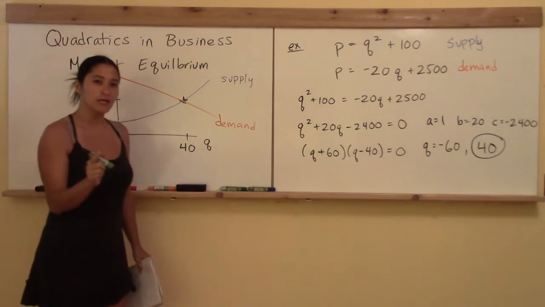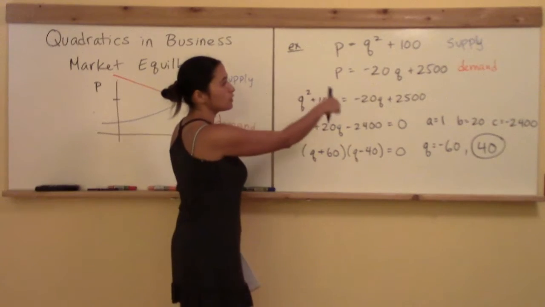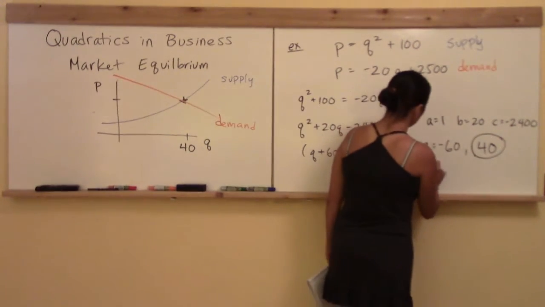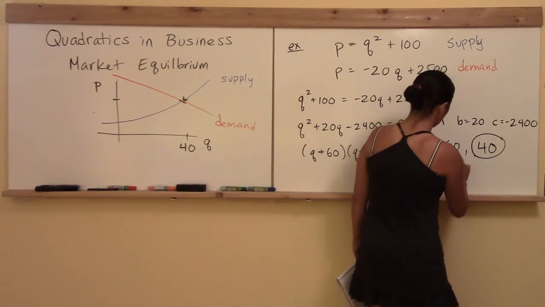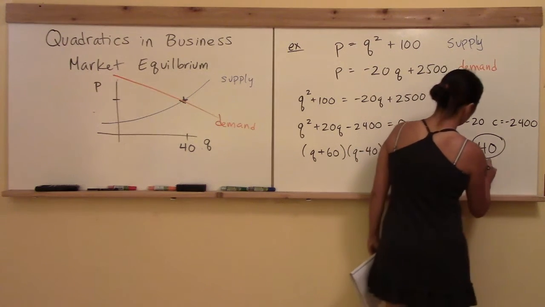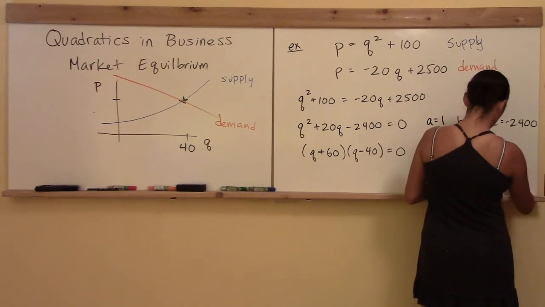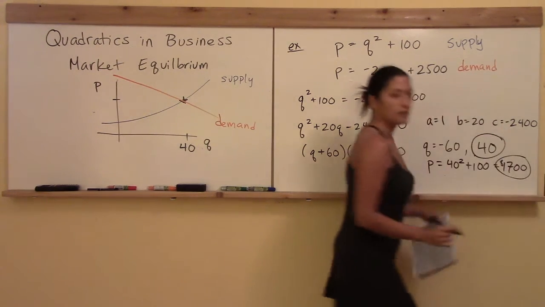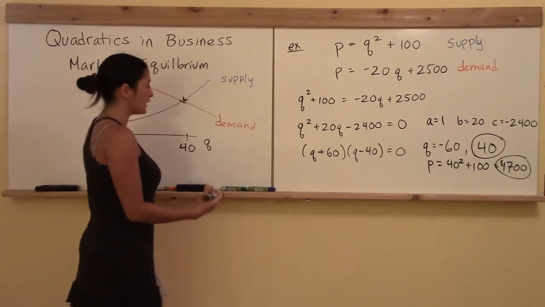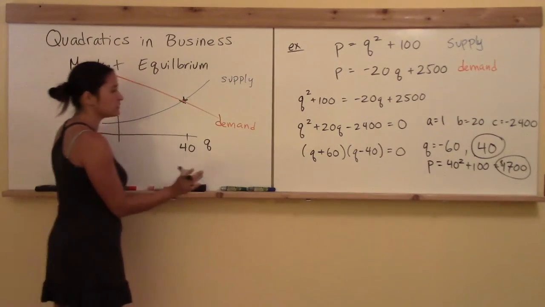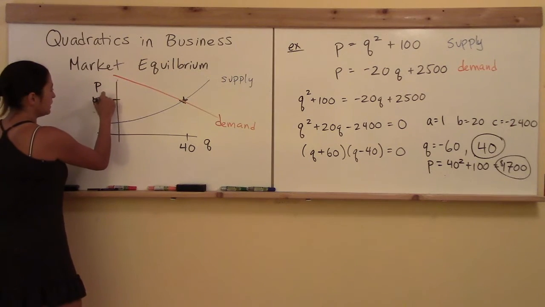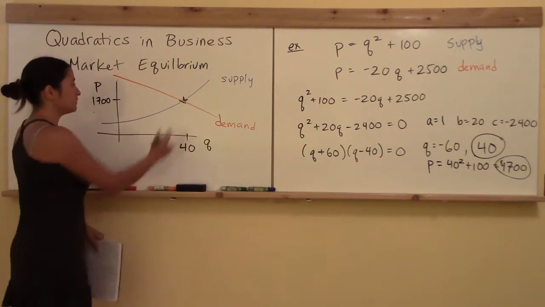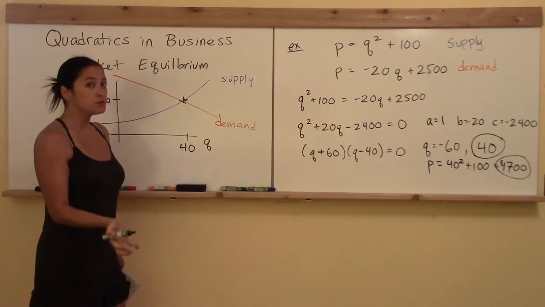That's right, you have to plug it in, and you can plug it into either one of these equations. Once you get Q equals 40 right here, I could just use the top one. P is equal to 40 squared plus 100, and so that's going to be 1,700. Ooh, that's a pretty penny right there. So the market would like to demand 40 and supply 40 of these, and the per item price is $1,700. So it must be something pretty fancy. And there you go. Same thing you saw before.